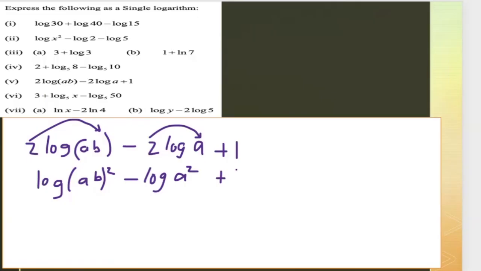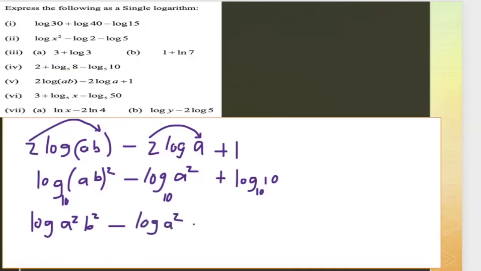So we're going to change it to log 10 base 10. The reason why we do that is because the base is 10, which gives you the hint that we need to change it to log 10 base 10. So in other words, the base on these is 10. Now this part is the same thing as saying log A squared B squared minus log A squared plus log 10.